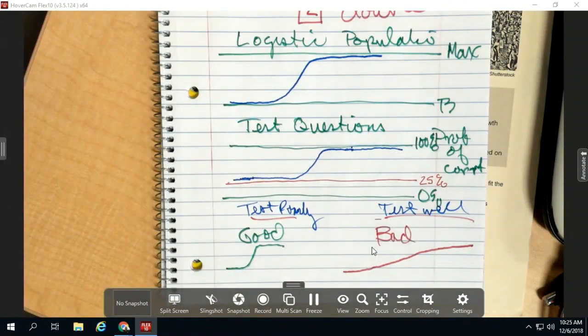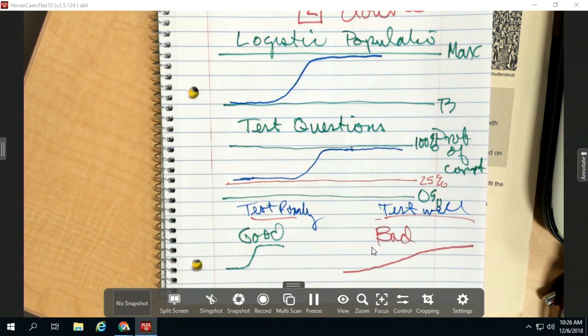Why is that test question bad? Not very many people did well on it. The reason that you did well on it had nothing to do with whether you knew the stuff or not. It had to do with some other factor that was going along. So that logistic growth was very, very slow. You think about it in connection with what they're talking about in this example with the penguins on the island.